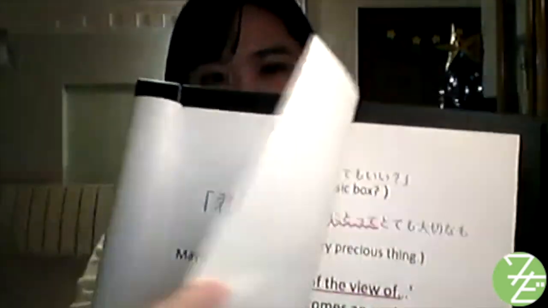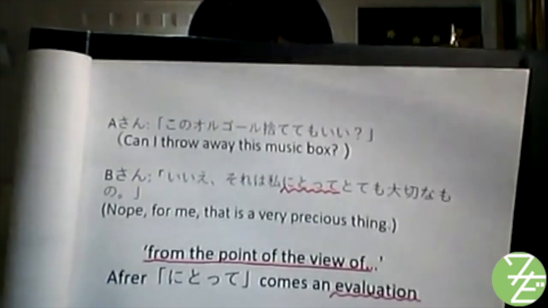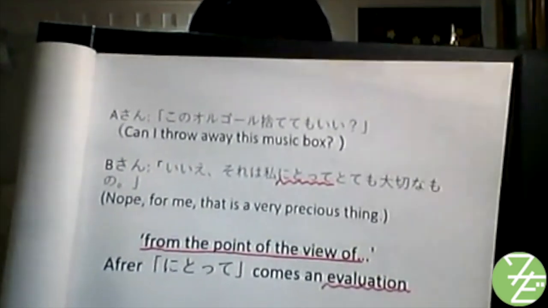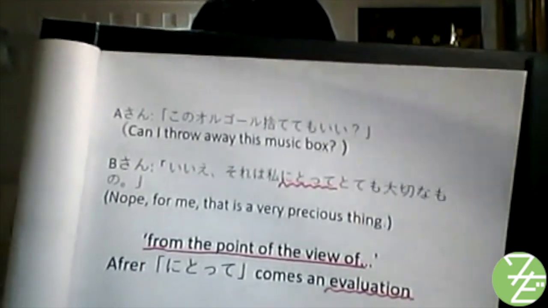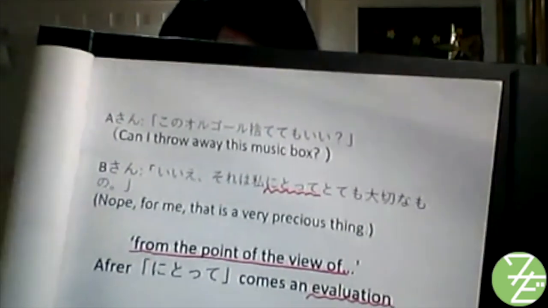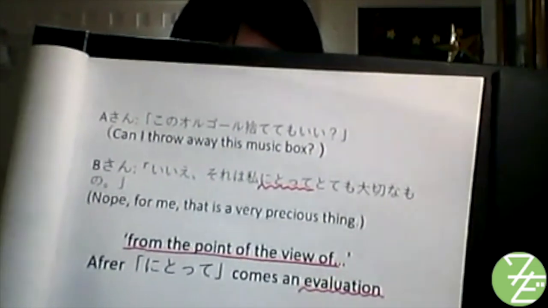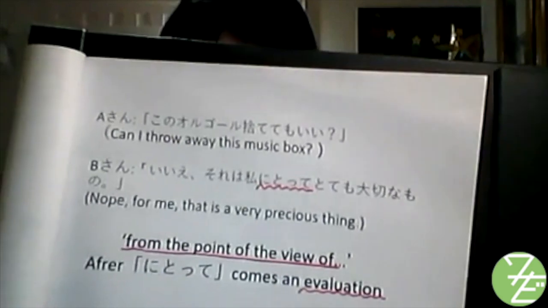Lastly, にとって is the combination of the particle に and the verb 取る, meaning from the point of view of. Also, after にとって comes an evaluation and judgment such as good or bad, meaningful or meaningless, and useful or useless.